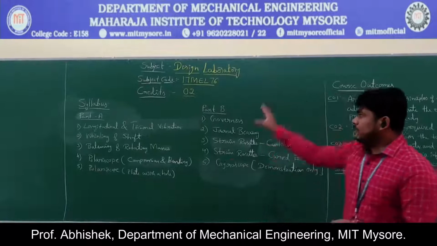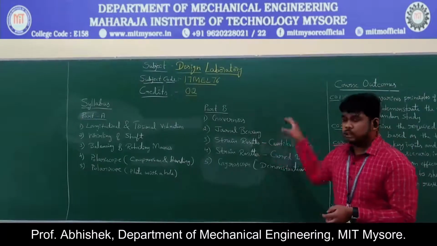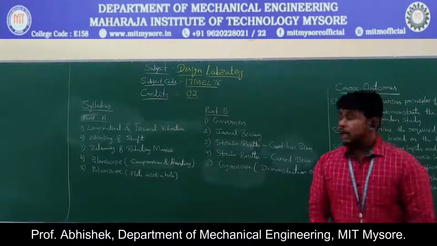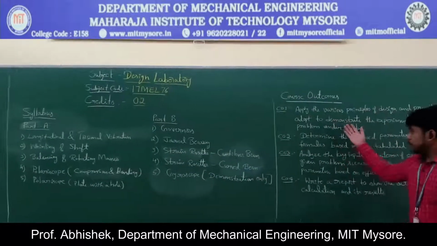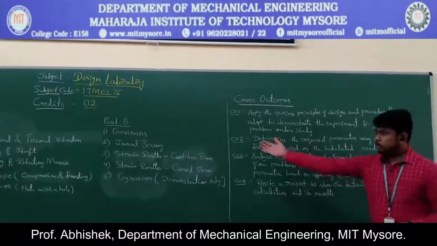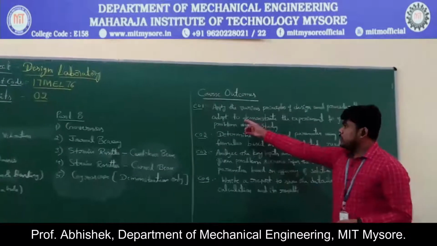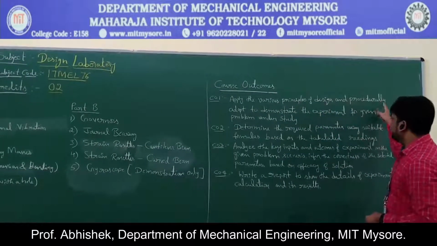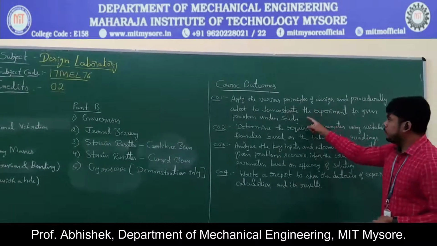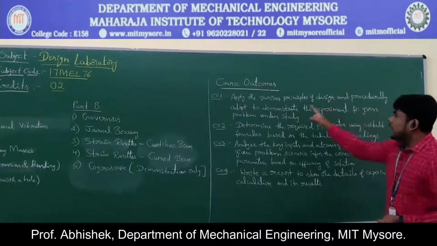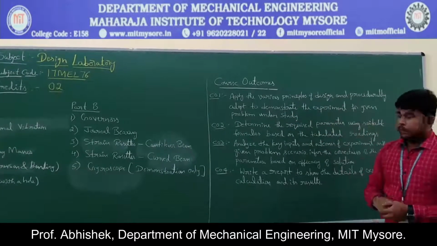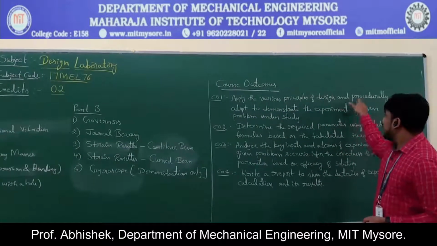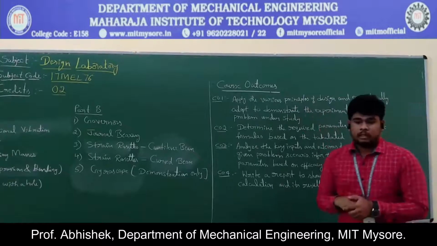Now, by learning all these syllabus or concepts, what is the outcome of this design lab? Let us know the outcome of the design lab. There are 4 outcomes from the design laboratory. First one is to apply the various principles of design and procedurally adopt them to demonstrate the experiment for a given problem. Apply the various principles of design and procedurally adopt to demonstrate.